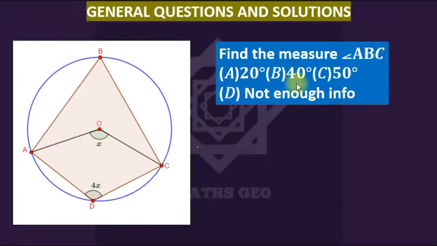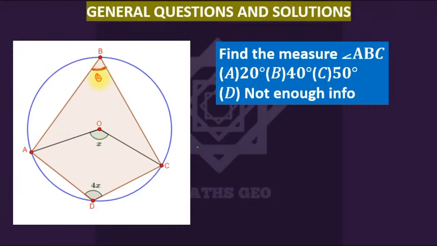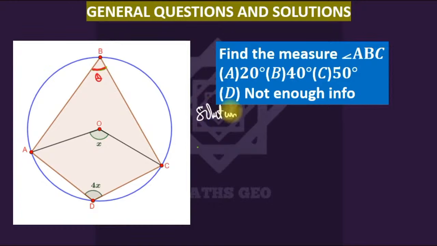So we're looking for angle ABC. Let's call it theta. Let me use red. So let's call it theta. So how do you relate the given angles? We are given this x and also we are given 4x. So what do you have to say? From here you see that theta will be x over 2.